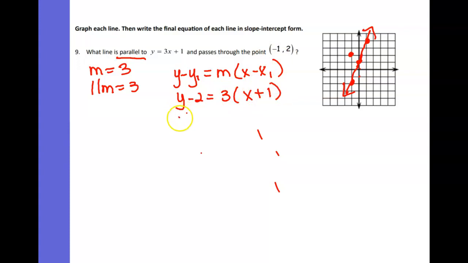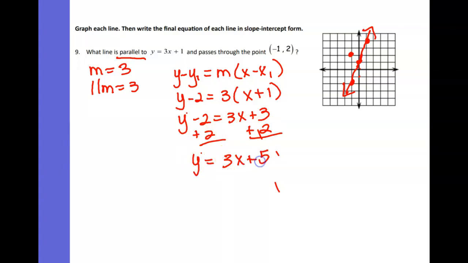We distribute it. Y minus 2 equals 3x plus 3. And then when we add 2 to both sides, we get y is equal to 3x plus 5. So when I graph this, you can see my y-intercept is 5. 1, 2, 3, 4, 5. And I'm making a line that's parallel to it, and it works out. There we go. So we have both lines and we have the equation.